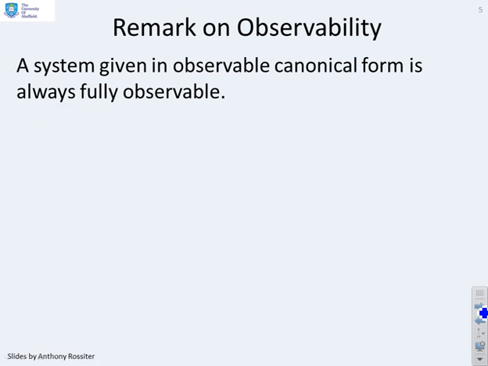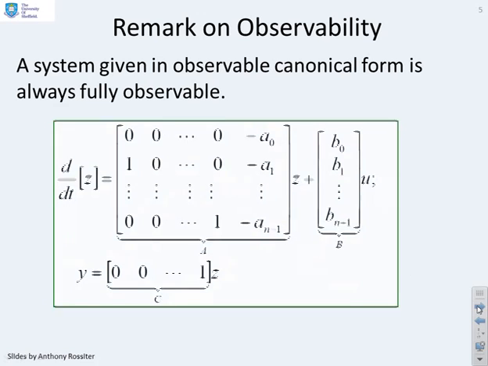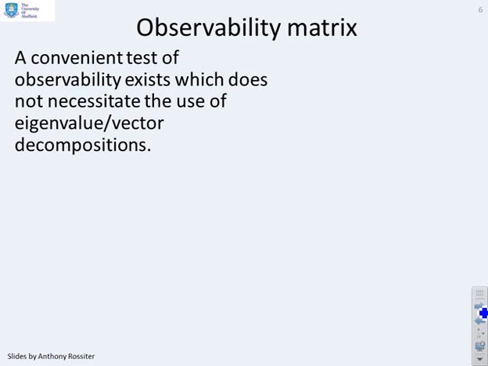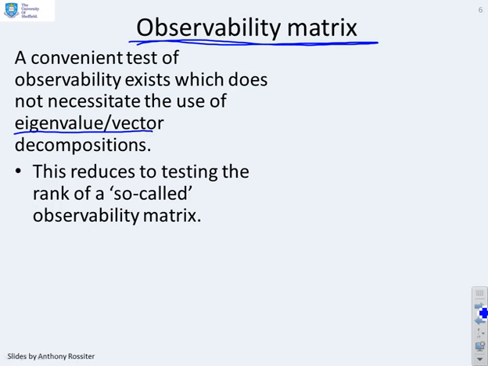A remark then: if a system is given in observable canonical form, it's always fully observable. So we shan't prove that, though it is relatively easy to prove, and you'll see that by the end of this particular video. What we're going to do here is define the concept of an observability matrix, because this is a convenient test of observability and it avoids the need for eigenvalue vector decompositions.